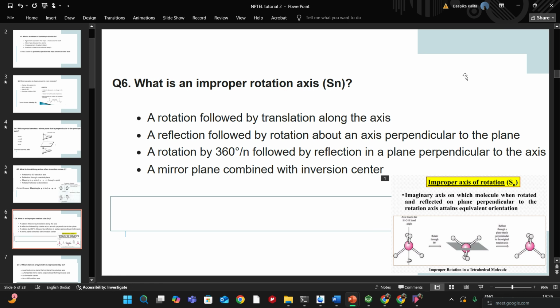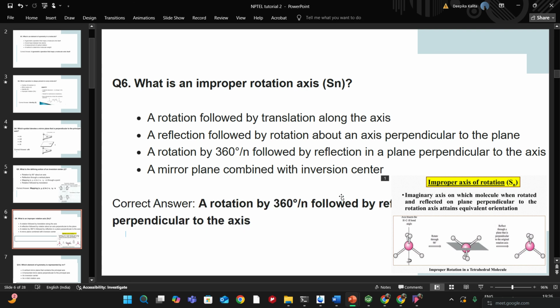Then we will talk about an improper rotation axis, which is denoted as Sn. So this question is given with four options: rotation followed by translation along the axis, reflection followed by rotation about an axis perpendicular to the plane, rotation by 360 degrees by n, and a mirror plane combined with inversion center. So improper axis of reflection rotation is, yes, perpendicular to that. Yes, option B, ma'am. Very good.